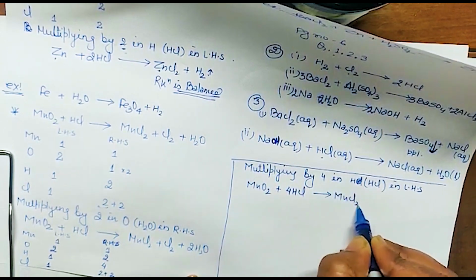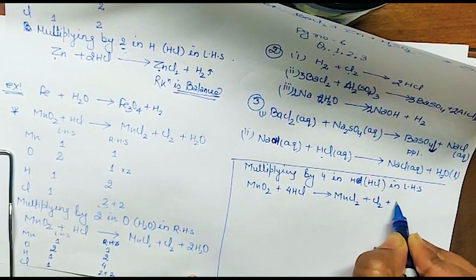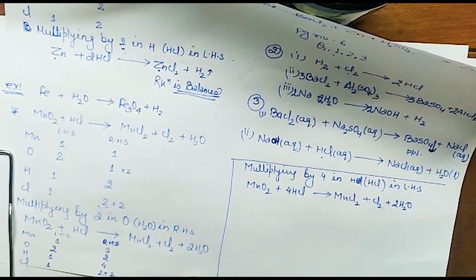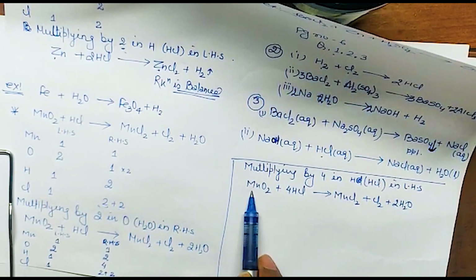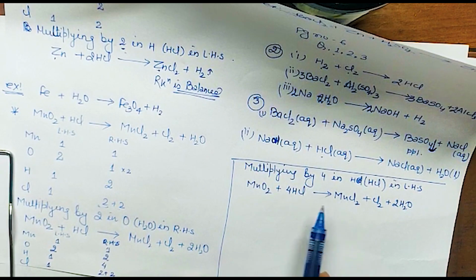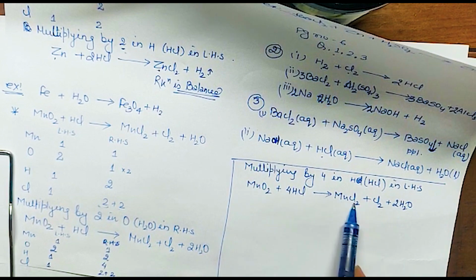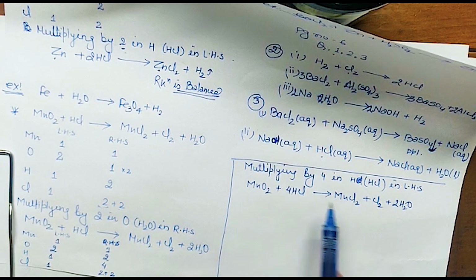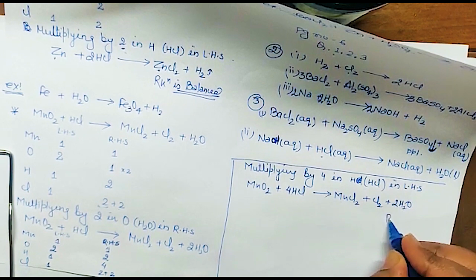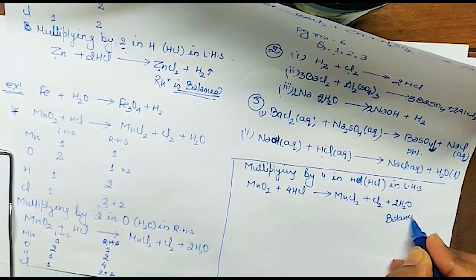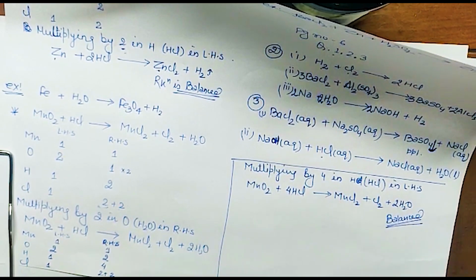We have not changed anything on this side, so let it be like this only. Now again check how many Mn? 1. This side also 1. How many oxygen? 2. 2. How many chlorine? 4. 2 plus 2, 4. And how many hydrogen? 4. 4. So the reaction is balanced. Got it? So in this way you can balance it.